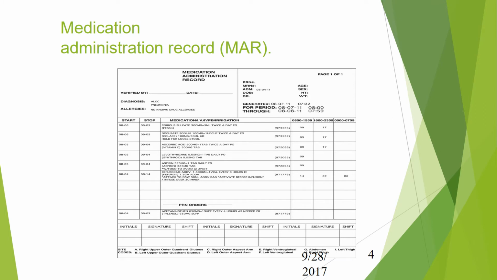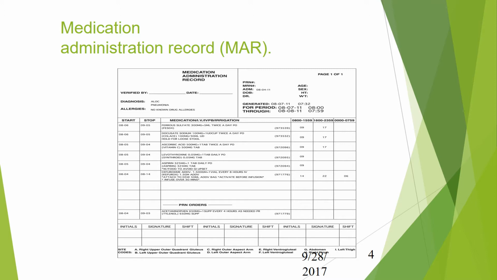This is an example of a MAR that you may see at the facility where you work. It's going to give you the time, the date that it was started, and then the date that it will stop. But up here in this right hand corner, we can start looking at our rights, because it's going to have the patient's name, their medical record number, age, sex, height, and weight.